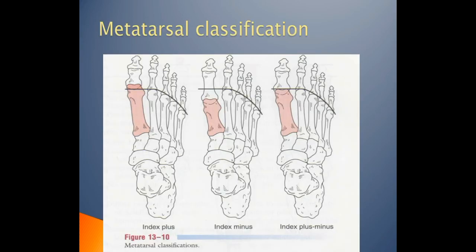So let us see the picture. According to the metatarsal classification, the first picture is showing the index plus type of forefoot. The second picture is showing the index minus type of forefoot, and the third picture is showing the index plus and minus type of forefoot.